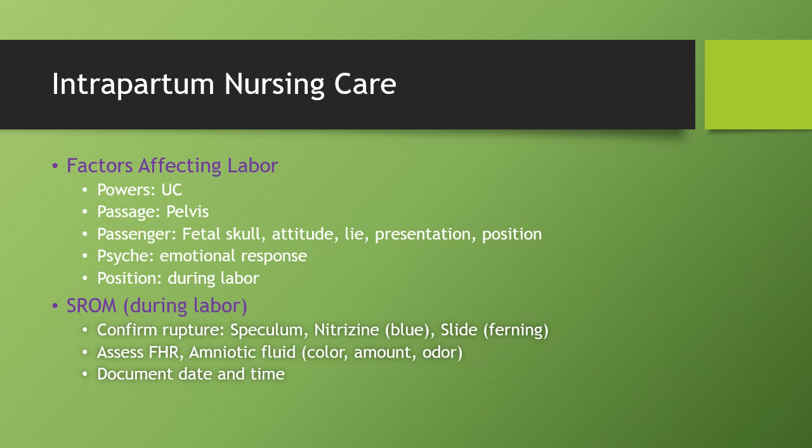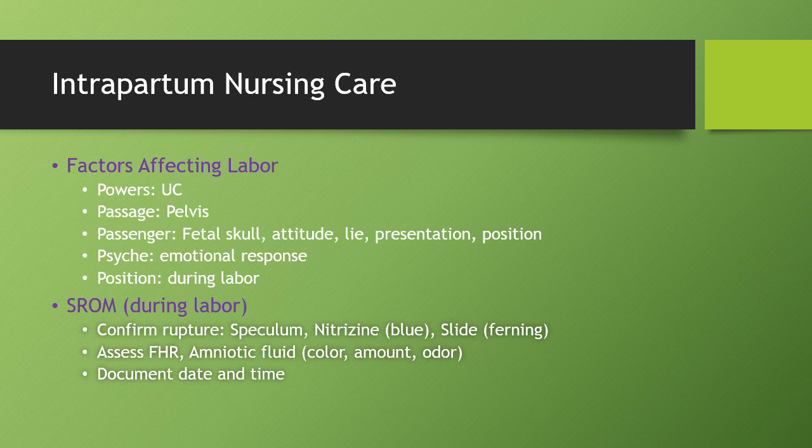Fetal attitude is the term that we use to talk about the posture. So flexion is the best posture or the best attitude for a fetus to have in order to be delivered vaginally. Fetal lie is the relationship of the fetal spine related to the maternal spine, and it can either be longitudinal, so up and down, or transverse. A transverse fetus would be considered a type of breech presentation, and you can't deliver a transverse or abnormal presentation vaginally.